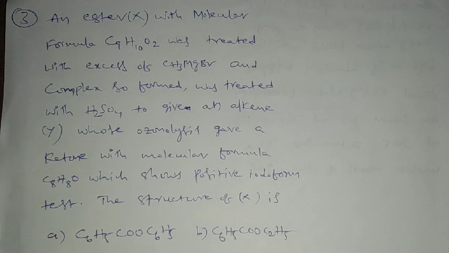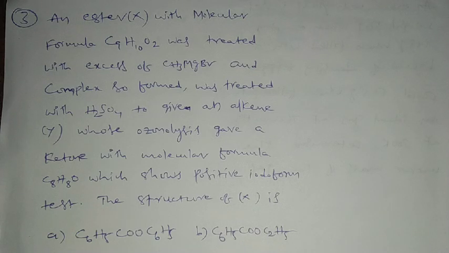Look at the question. An ester X with molecular formula C9H10O2 was treated with excess of CH3MgBr and the complex formed was treated with H2SO4 to give an alkene Y whose ozonolysis gives a ketone with molecular formula C8H8O which shows positive haloform test. The structure of X is?